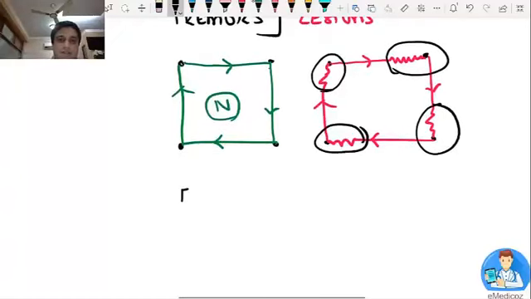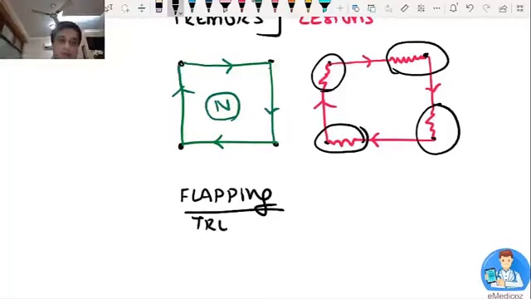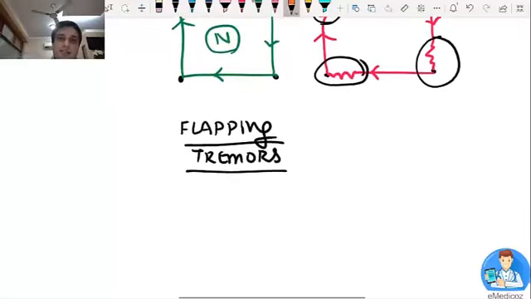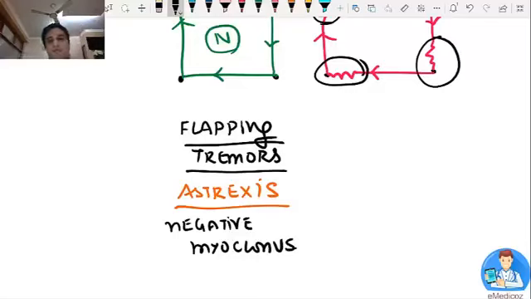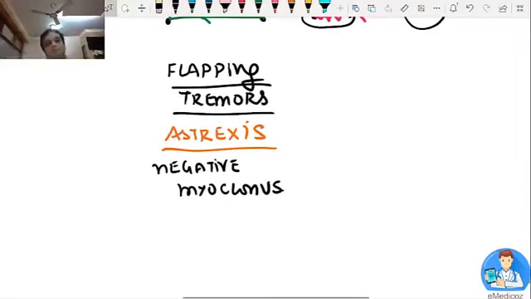Now we have another tremor with us, which is known as a flapping tremor. Flapping tremor is also known by another name kept in the book as asterixis. Many of you must know the name asterixis also. But one more name that you might not know, and which has been asked lately in the exam, is negative myoclonus. Flapping tremor, asterixis and negative myoclonus are all the same thing.